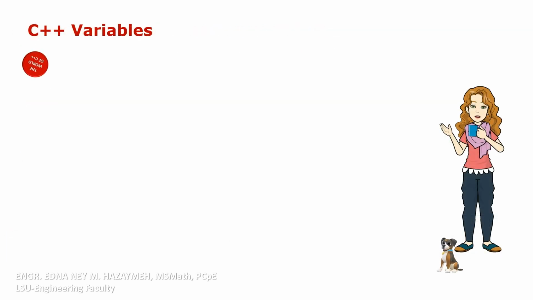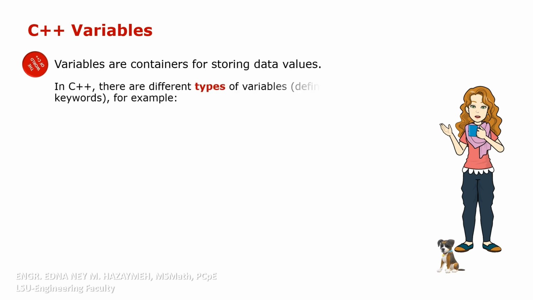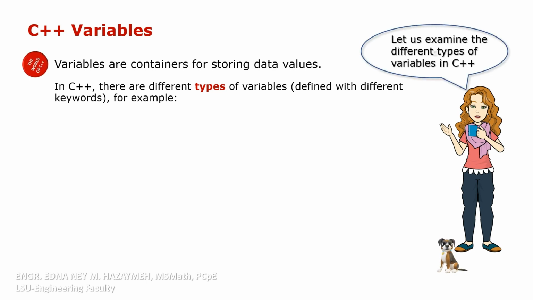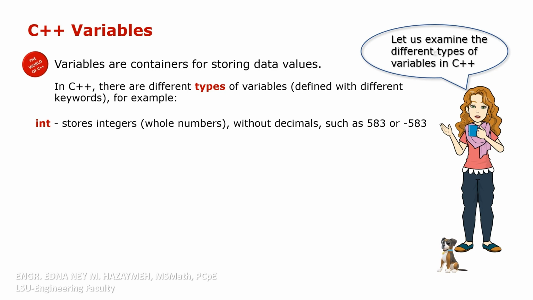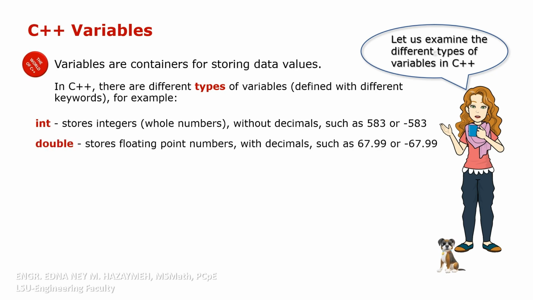C++ variables. Variables are containers for storing data values. In C++, there are different types of variables, defined with different keywords, for example. Let us examine the different types of variables in C++. Int stores integers, whole numbers, without decimals, such as 583 or -583. Double stores floating point numbers, with decimals, such as 67.99 or -67.99.